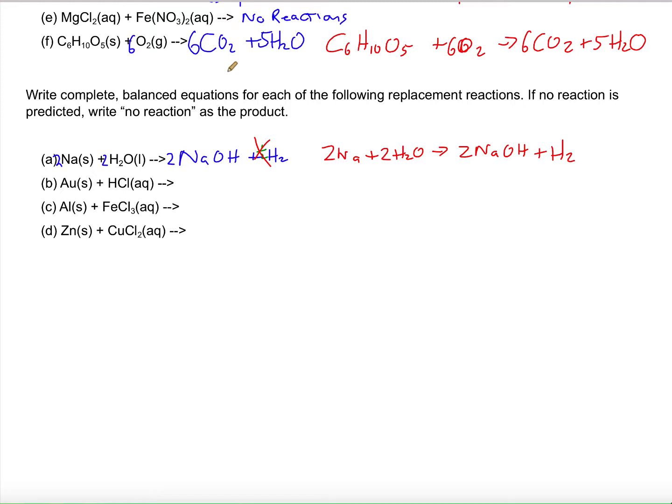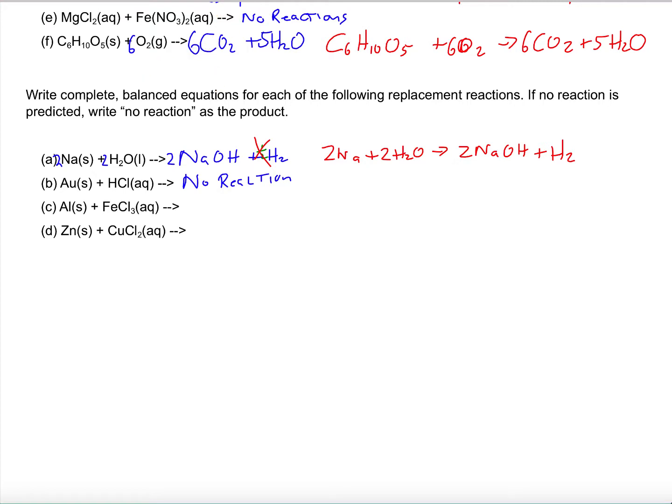Now the next one is actually another that will give you no reaction. Gold will not interact with the hydrochloric acid, so there is no reaction here. Hydrogen is much more strongly bound to the chlorine than the gold, so it will not actually give any kind of reaction. So in that case we have no reaction and therefore nothing to balance.